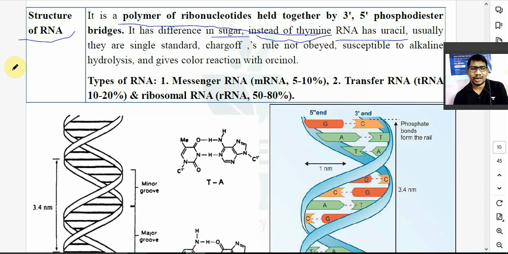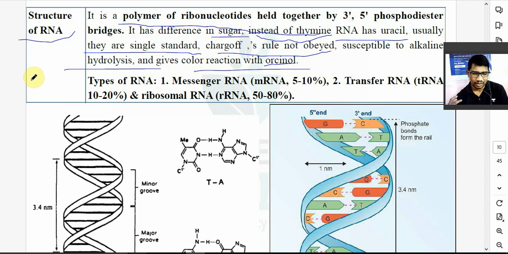Now usually RNA is single stranded, DNA double stranded होता है. RNA is single stranded, and it will not obey Chargaff's rule. Again, RNA is susceptible to alkaline hydrolysis, and it will also give you a color reaction with orcinol. Orcinolic color reaction देता है. Orcinol is a chemical which reacts with the ribose sugar in the RNA, and it will give you some color. So these are the features of your RNA.